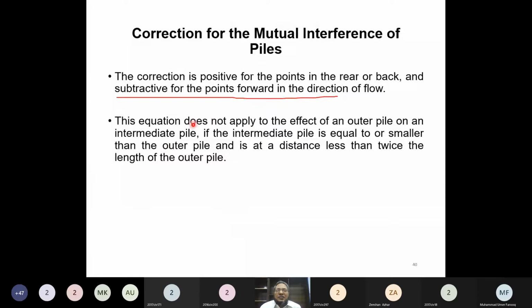अच्छा, this equation does not apply. हमें करेक्शन ये नहीं लगाएंगे to the effect of an outer pile on an intermediate pile. आउटर पाइल है और ये इंटरमीडिएट पाइल है। If the intermediate pile की लेंथ जो है equal to या smaller than the outer pile है, then we will not apply this correction. Okay, number one. And if it is at a distance less than twice the length of the outer pile, अगर इन दो इंटरमीडिएट पाइल और आउटर पाइल का डिस्टेंस twice of the outer pile या downstream pile की लेंथ से कम है, even then we will not apply this correction.